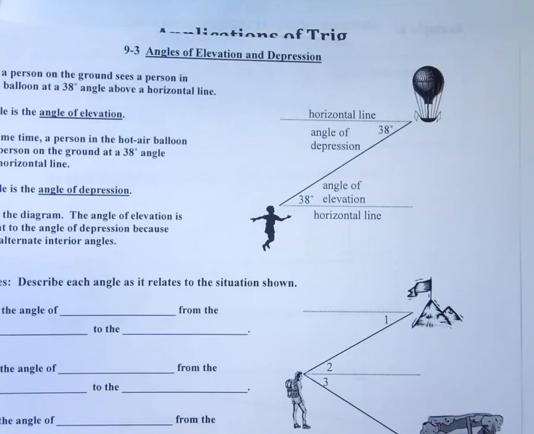And then one thing I wanted to talk about: do these two lines look parallel to you? If these two lines are parallel, what kind of angles are these? Depression and elevation. Alternate. They're the same. They're the same because they're what? They're alternate interior angles. So these two angles will always be the same. So the angle of depression will always be the same as the angle of elevation, which I'll show you as we do some more pictures.